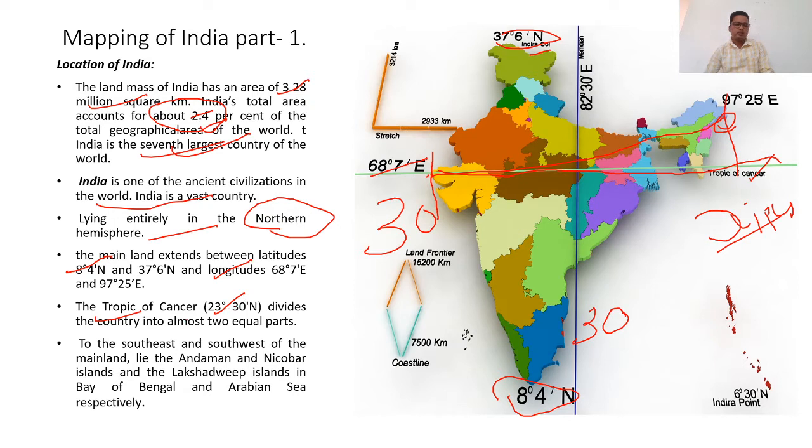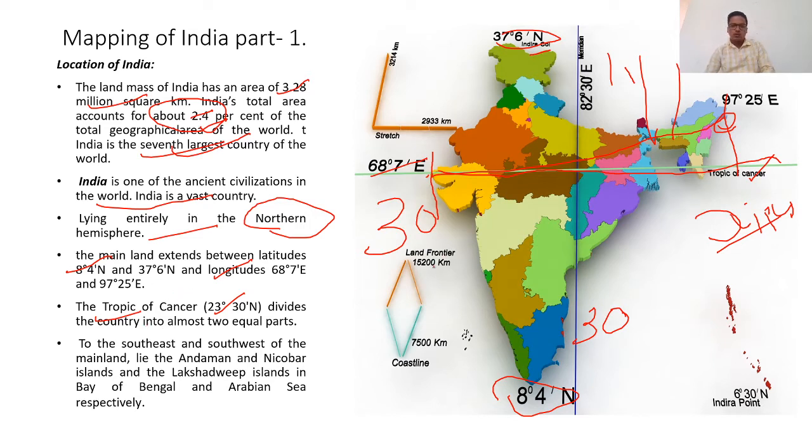You have to remember what the Tropic of Cancer is: it is a latitude. The horizontal lines are the latitudes, and the vertical lines are the longitudes. So the Tropic of Cancer is itself a latitude which divides India, I would say, roughly into two halves.